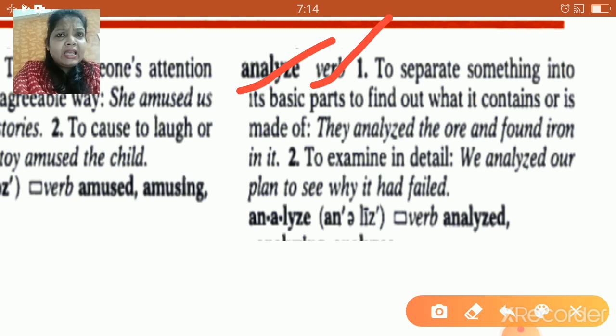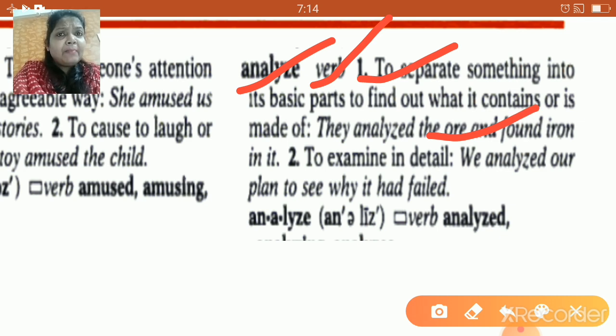Is there one meaning or two meanings? Yes, there are two meanings. The first meaning is to separate something into its basic parts to find out what it contains or is made of. Right. Now, based on this particular meaning, they have given you one example sentence. The sample sentence is, they analyzed the ore and found iron in it. So this is a sample sentence.